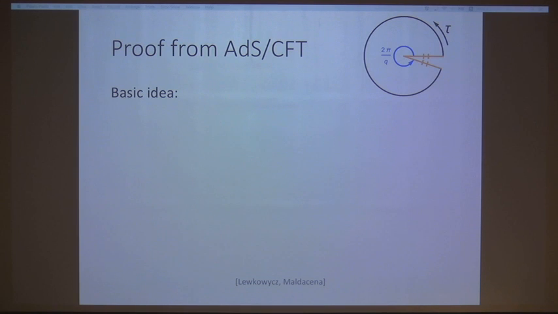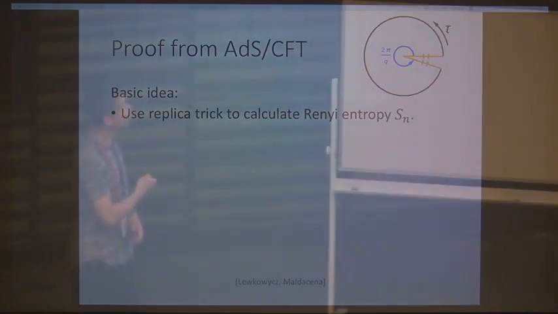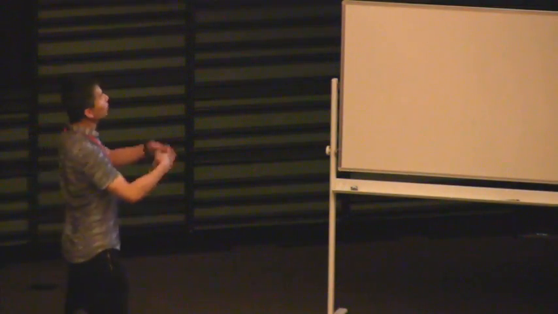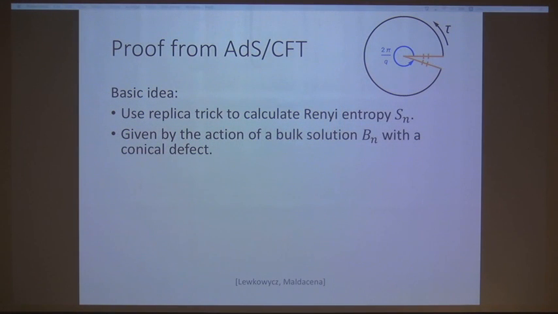This Ryu-Takayanagi formula can be derived or proved under minor assumptions from AdS/CFT, and I just want to give you a basic idea of how this works. I won't go into too many details, but in terms of words, the basic idea is that we use the replica trick to compute the Rényi entropy. Instead of computing the von Neumann entropy, we do the Rényi entropy for integer n. And this is given by the partition function of the theory on the replicated manifold. We use AdS/CFT to find the right bulk solution to compute that partition function. So this is fairly standard. It turns out there is a trick we can do in the bulk so that the answer is given by the action of a bulk solution that has a conical defect with a deficit angle that is determined by the little n parameter. So I call this bulk solution B_n.